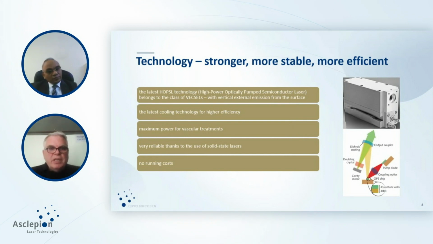This machine works on a technology: it's a high power optically pumped semiconductor laser. What does it mean? This is a very clever technology and allows to produce every wavelength that you need. Of course, the company has to decide which wavelengths we want to present. We are presenting the 577, which is the highest point of oxyhemoglobin absorption.